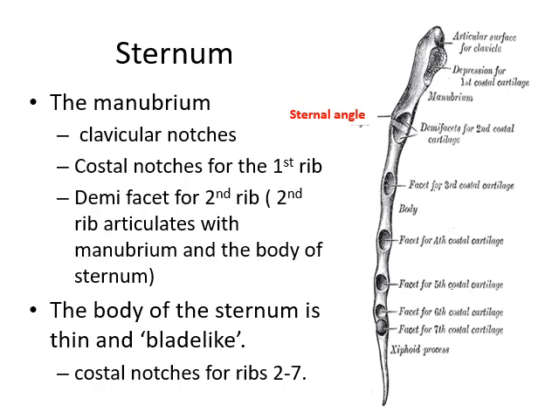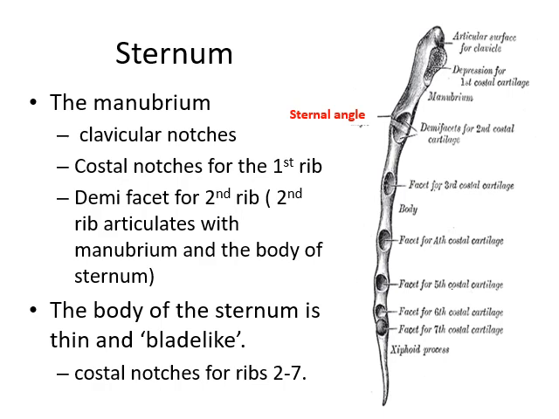So the costal notch is for the articulation of the first rib, and then you get the demifacets. There are two demifacets. Demi means half. So there is a demifacet on the manubrium and another demifacet on the body of the sternum. Together they form the articular surface for the second rib, so the second rib will articulate here.